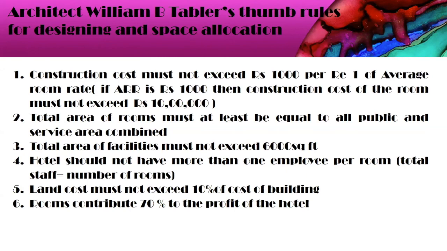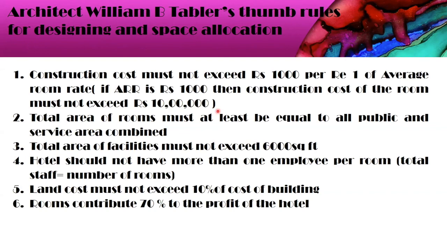Architect William B. Tabler has also given a few thumb rules for designing and space allocation. First is that the construction cost of the hotel must not exceed rupees 1000 per rupee 1 of average room rate. So for example, if the average room rate is rupees 1000 in your hotel, then the construction cost of a particular room should not exceed rupees 10 lakh. That is considering everything, flooring, lighting, whatever we do in the room.